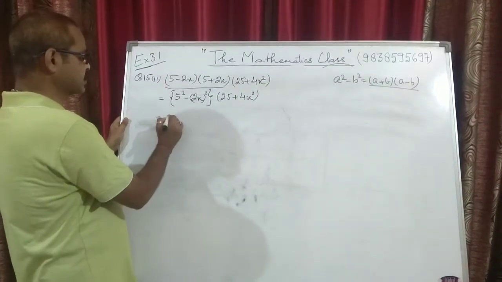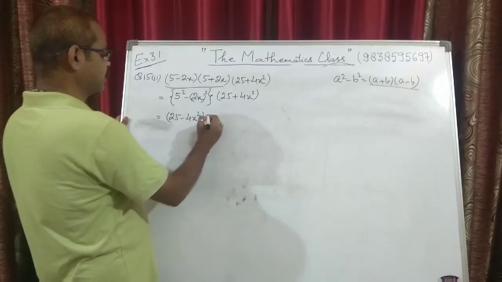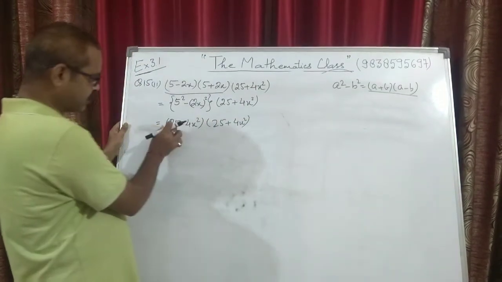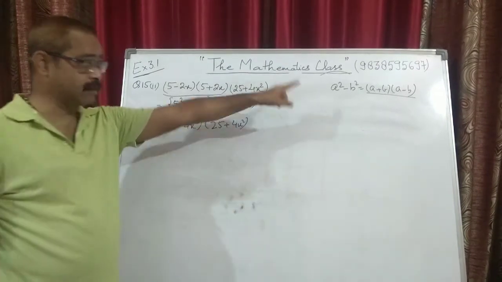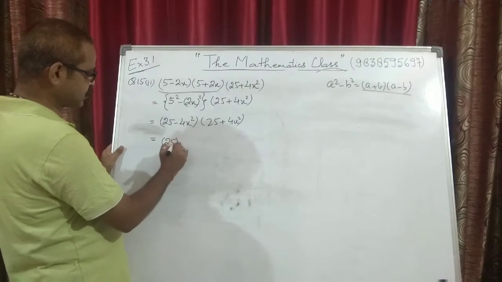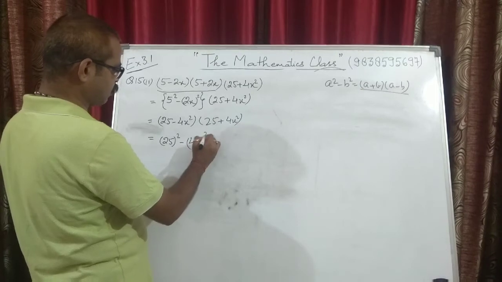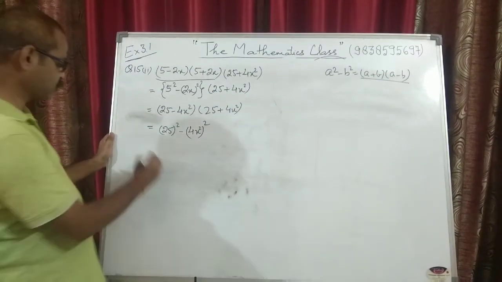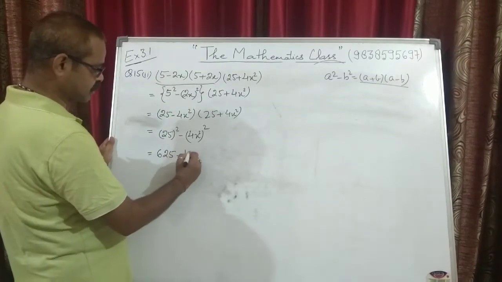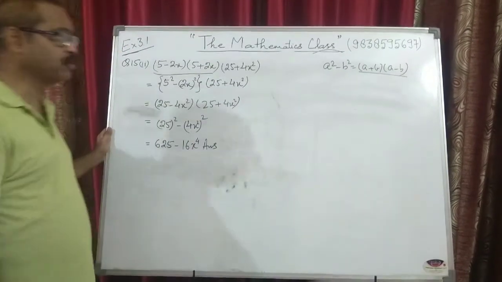Now when you look at this, this can be written as 25 minus 4x square, and this as 25 plus 4x square. Now you look, a minus b, a plus b, again the application of the same formula. So this can be written as 25 square minus (4x square) whole square. Now 25 into 25 is what? I hope 625. 625 minus 16, x square square is x to the power 4. That is the final value.